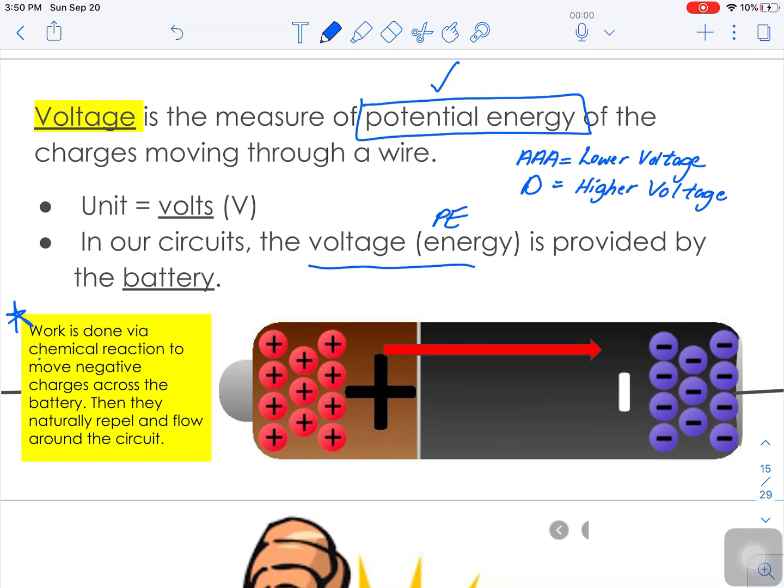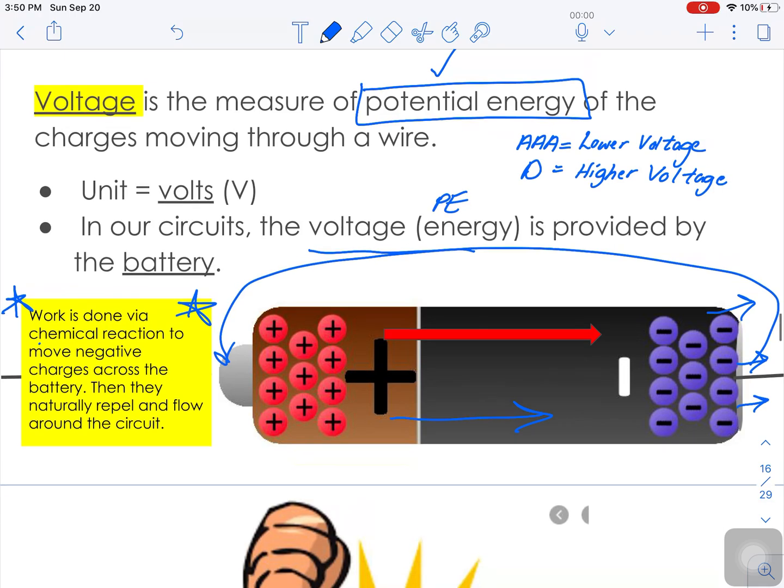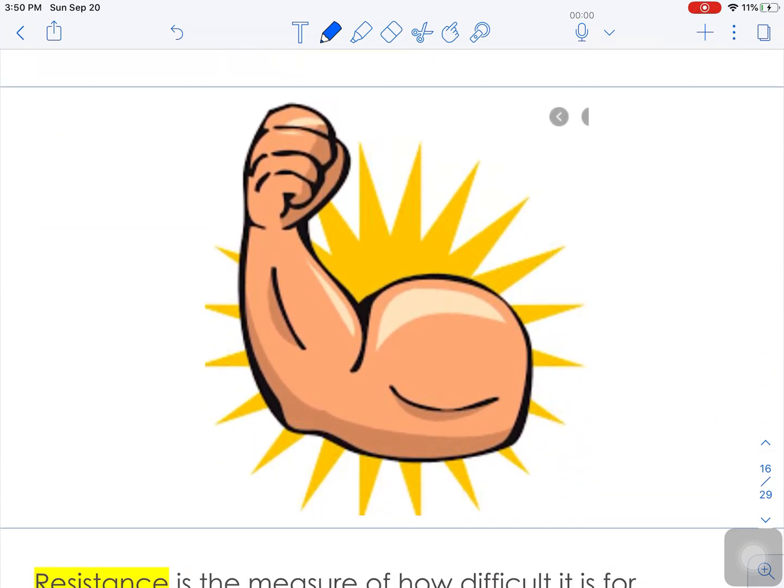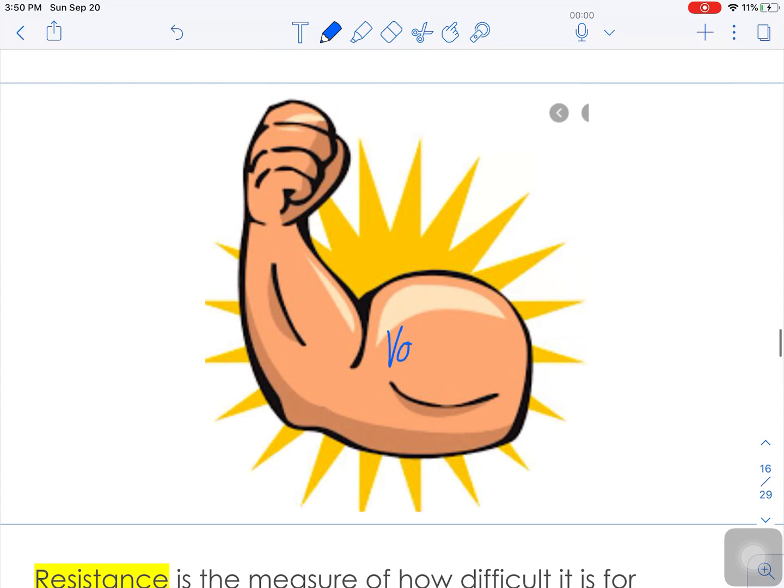If I'm looking at a battery, just look over here at what's in yellow. In a battery, work is done via a chemical reaction. In a chemical reaction, negative charges move across the battery, and then as soon as they're connected to a wire, they repel, or they're pushed out, and then they flow around a circuit. Okay, guys, you could think about voltage as being like how big someone's muscle is, right?